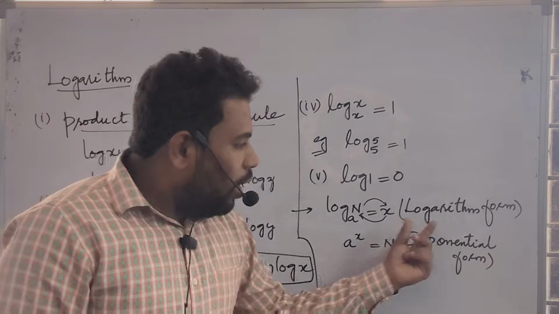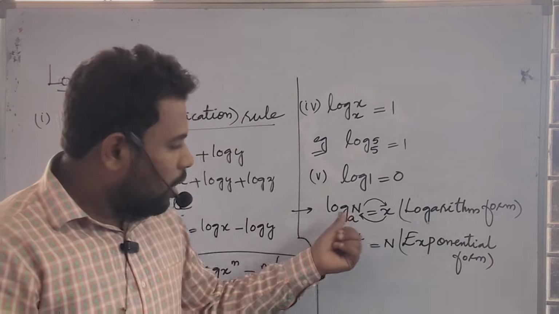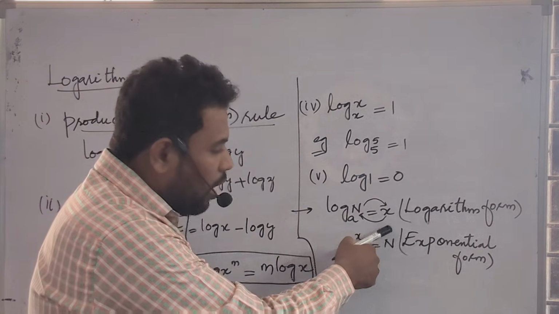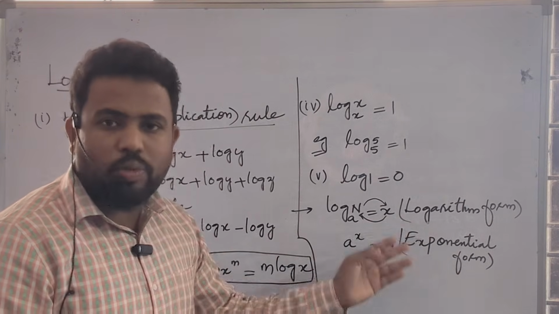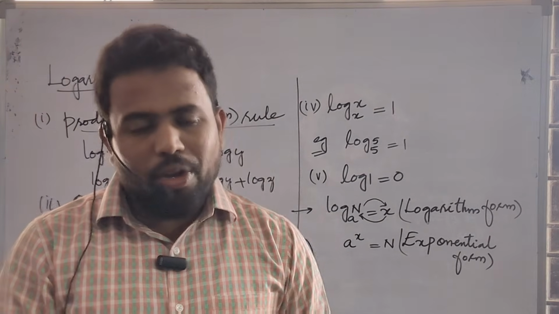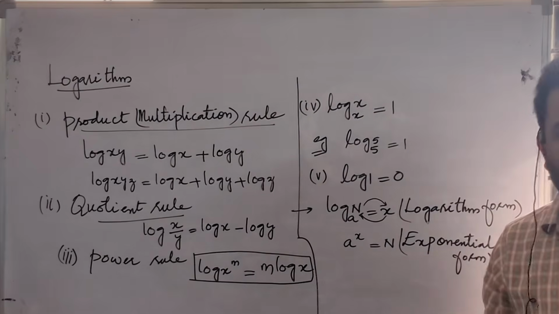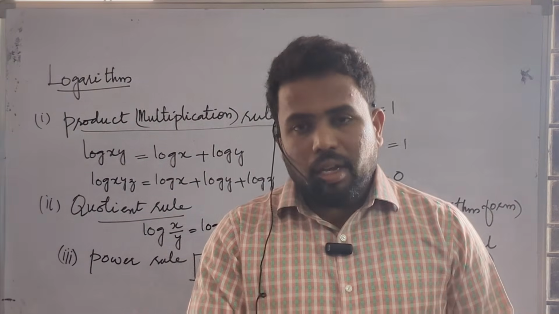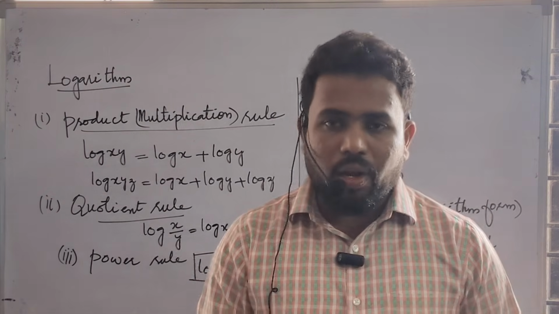Logarithm form can easily be converted into exponential form. So log n base a equals x. If we shift n in place of x and bring x in place of n, the logarithm form will change into an exponential form. I hope you understood these rules which I have written on the board. Very basic, simple rules. Now we are going to take a few questions which will be asked in 2 marks and also in 6 or 4 marks from the logarithm chapter.